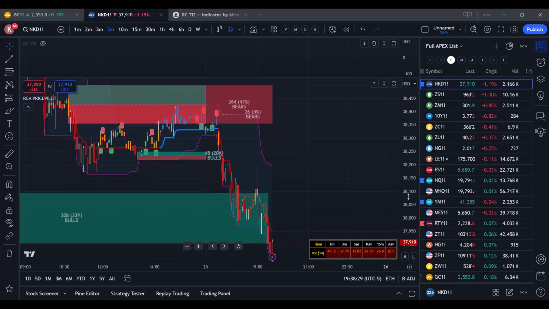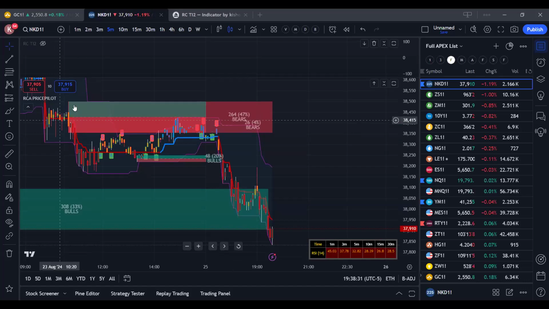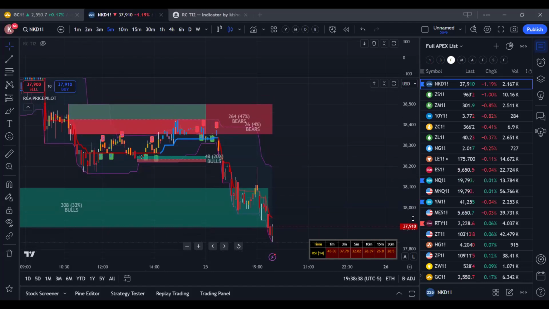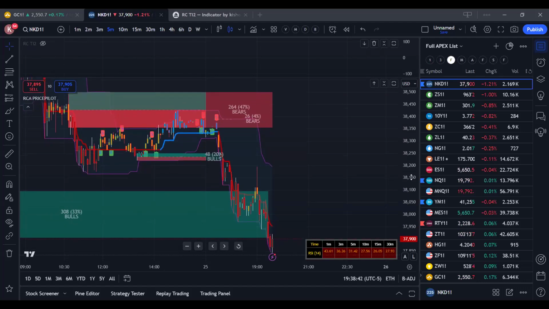So I'll start one by one. We'll start with RCA Price Pilot. I hope all the members have the access. If anyone is missing access to RCA Price Pilot, you can post in the chat window.